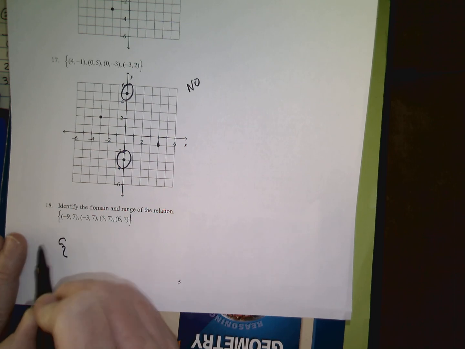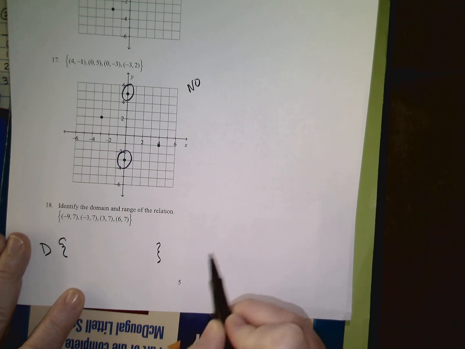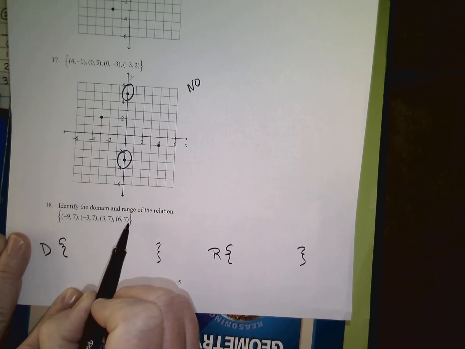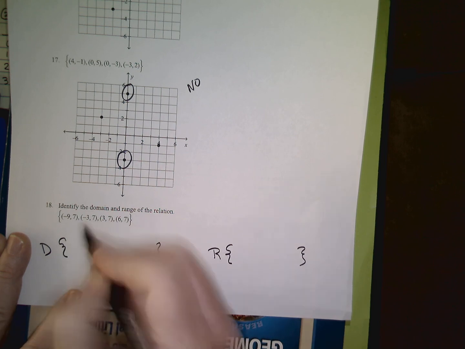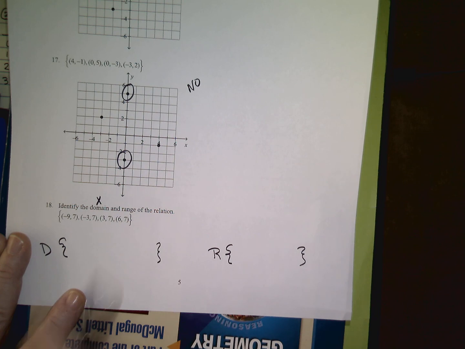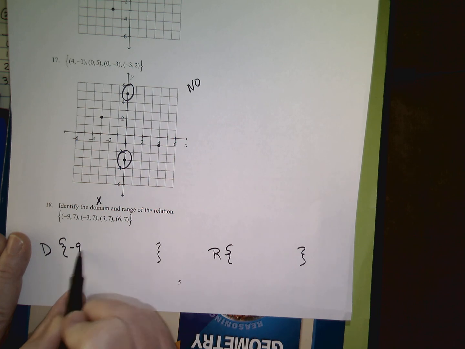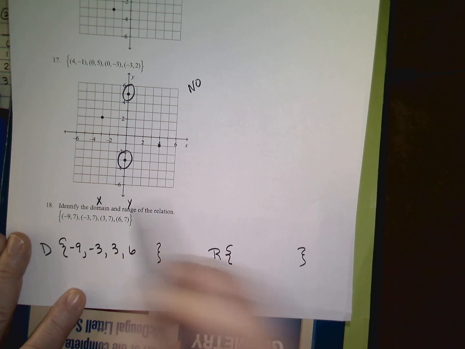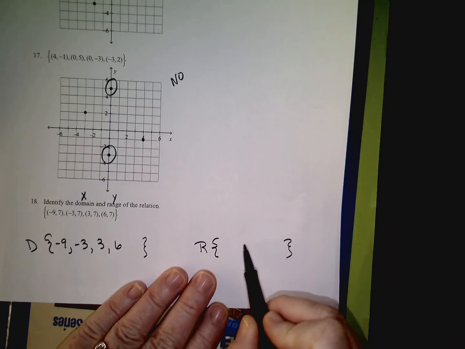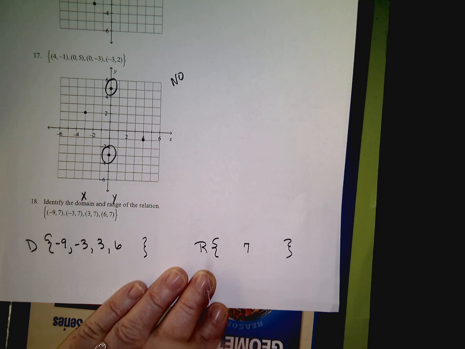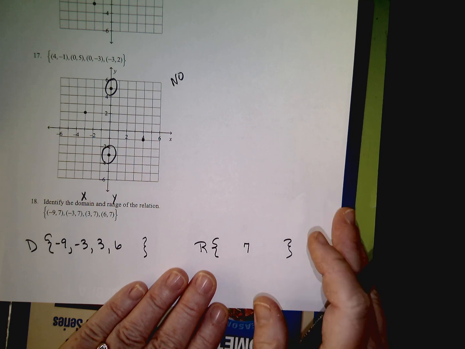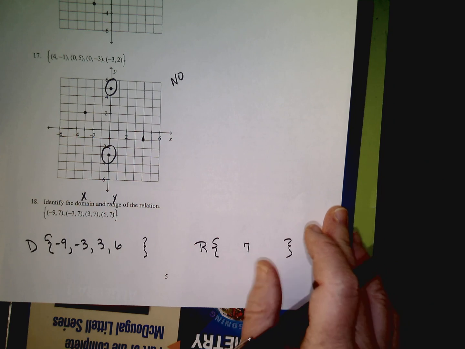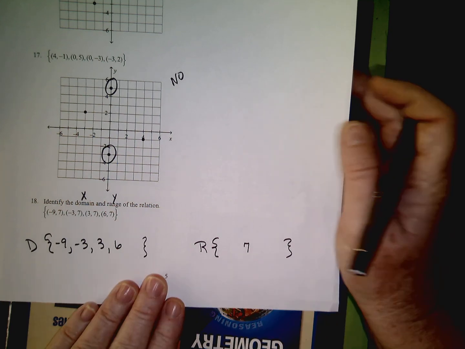18 asks you to identify the domain and the range. So you're just going to tell me the domain members from the list. When you're looking for domain, it's the x values. Jaylee? When you're looking for range, you're looking for the y values. Landon? Then that's all you put in there. You don't have to list it over and over. You just put it in there one time. Okay? Everybody caught up on 18?